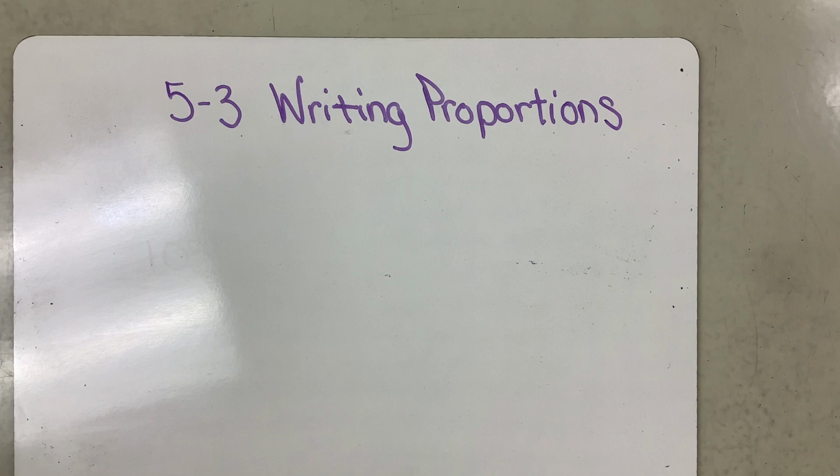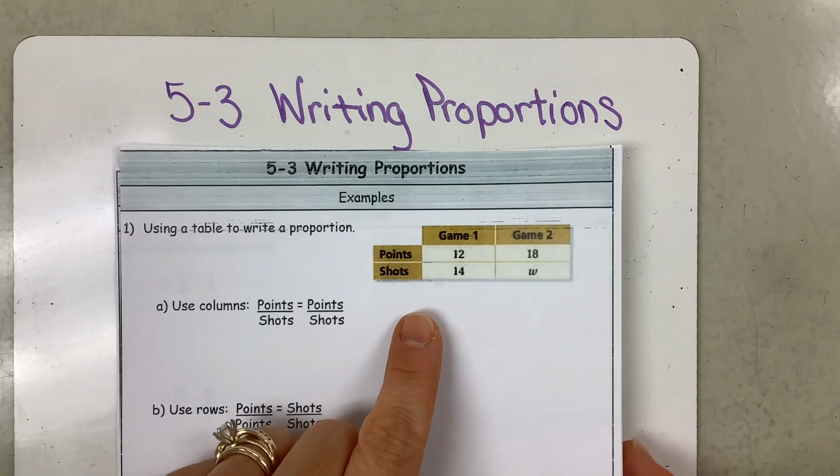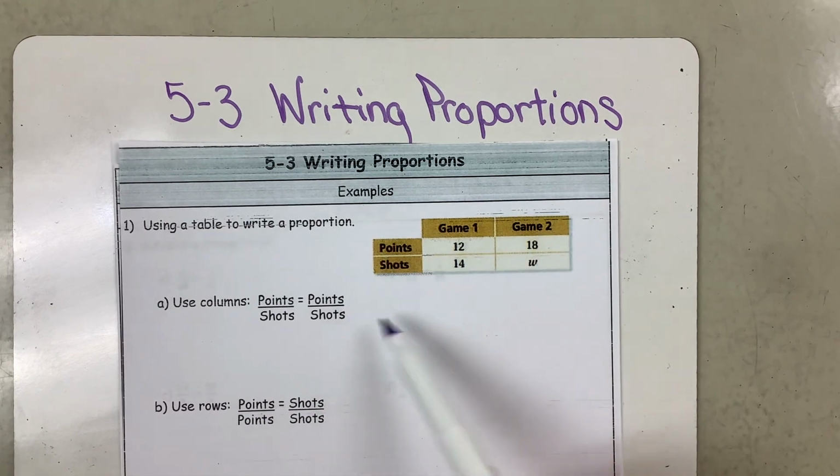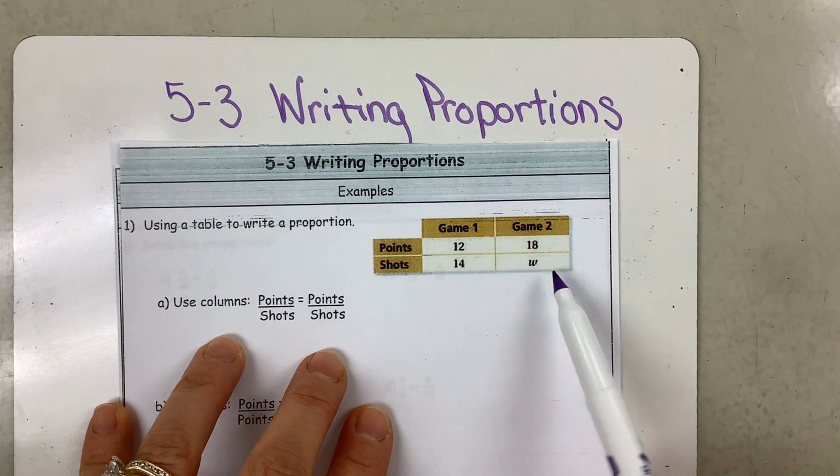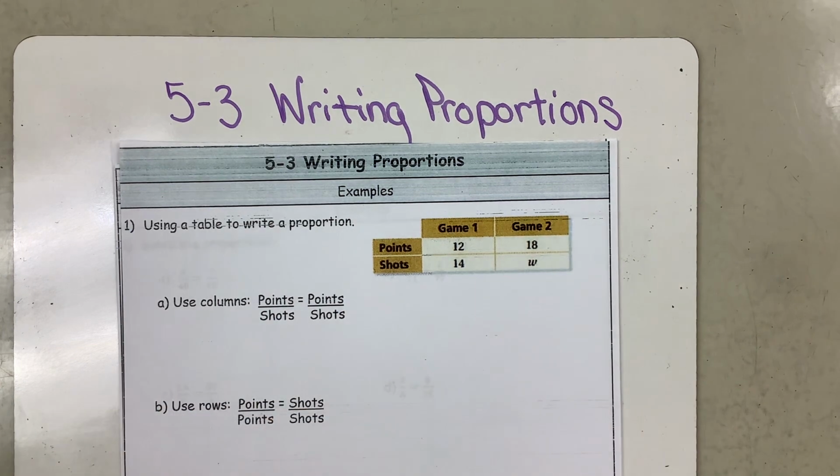Section 5.3 is about writing proportions. We've been doing that, so this isn't really anything new, but just to go over it a little bit more. I'm going to be looking at this problem here. So I've been given a table with points, shots, game 1, game 2.